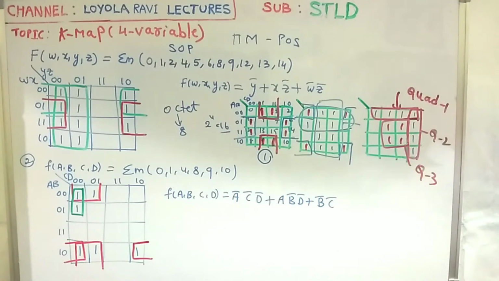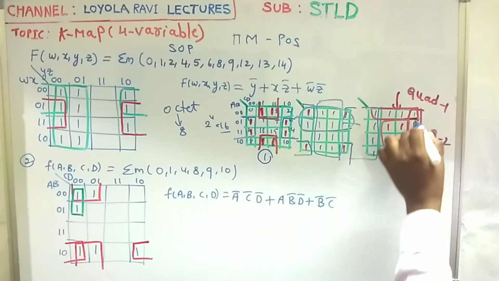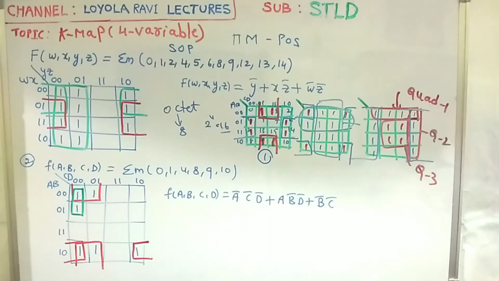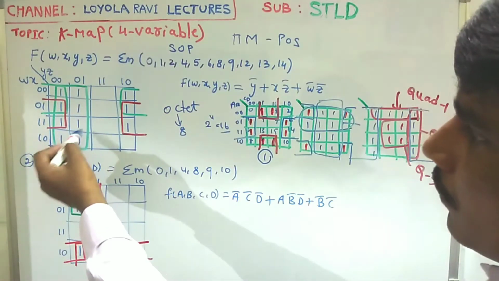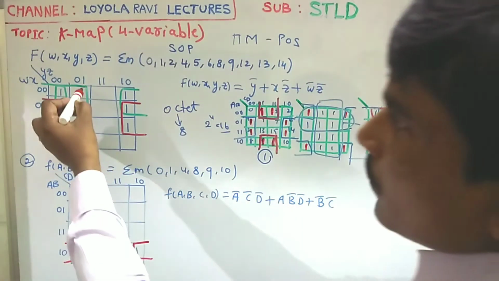Otherwise another combination: this side 4 ones and this side 4 ones is also forming an octet. Like that, is there any possibility? We have to check. See here, 1 1 1 1 1 1 1 1, 8 possible ones are there. That's why I am taking this one as one octet.